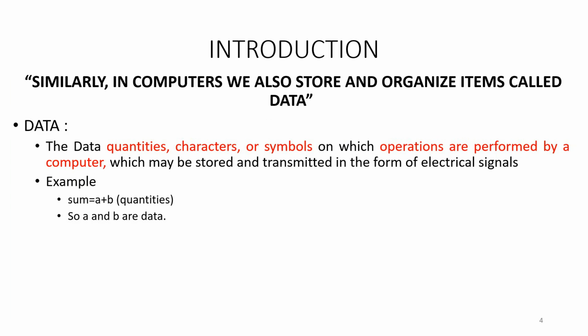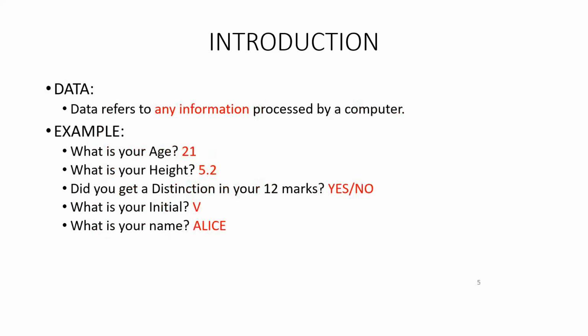Before understanding the data structure, we must understand what data is. Data refers to quantities, characters or symbols on which operations are performed by a computer. These values serve as the basic input for computer operations. For example, consider the following expression: sum is equal to a plus b. Here, a and b represent the data values on which the computer performs the calculation. Thus, data forms the fundamental element that the computer uses to perform various tasks.